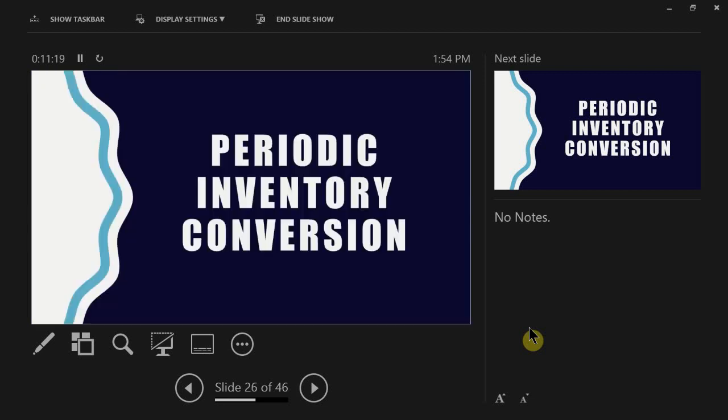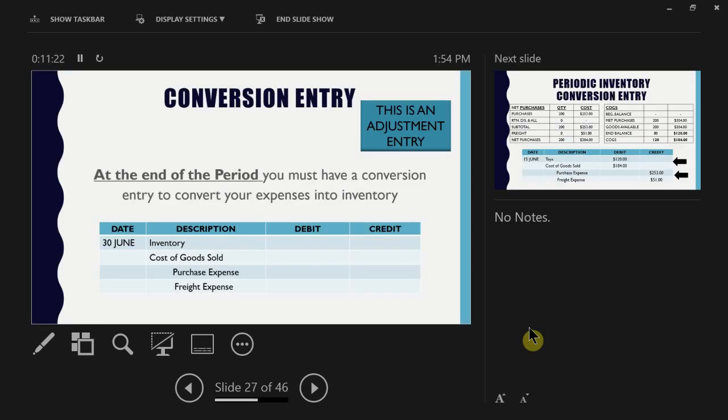So once we've done that and completely solved for it, now we have to complete a conversion entry, because what usually happens at the end of a given period? What must happen? Debits must equal credits.